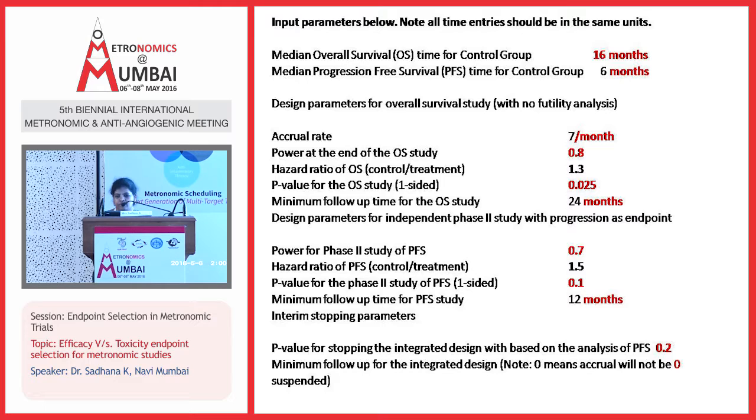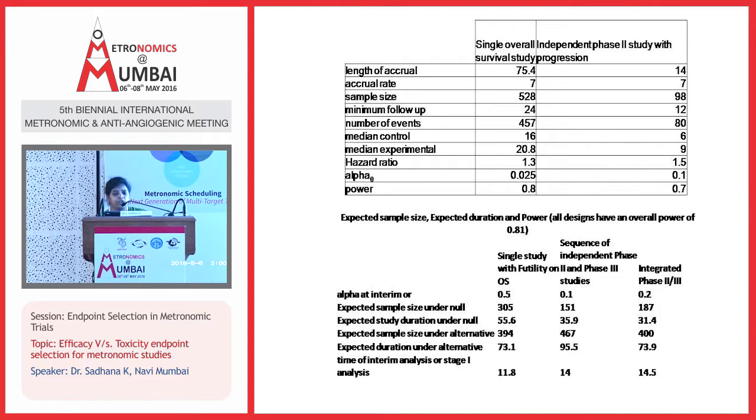And with all this input data, what was observed was, if you are planning a single overall study, what is the scenario? If you do an independent phase 2 study with progression, what could be the events and the numbers required? A single futility study based on the OS would require around 394 patients, whereas an integrated design requires slightly more, 400 and odd patients. But in duration, you are saving a lot of time by doing this integrated phase 2 study. The saving from this integrated design is around 2 years, and we also have a 25% reduction in the sample size.